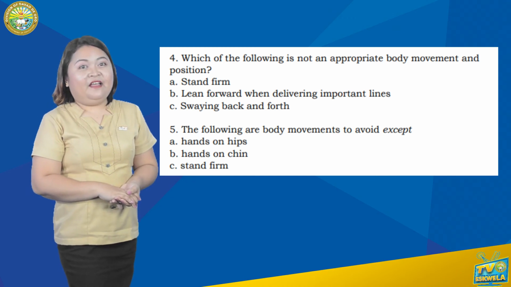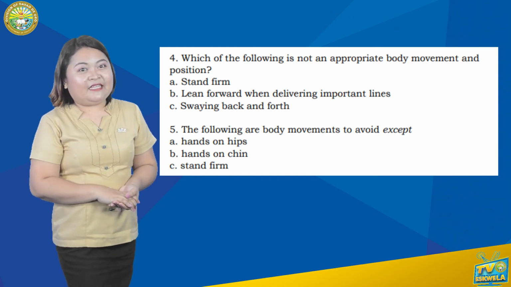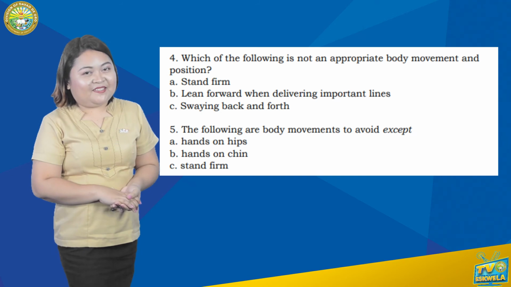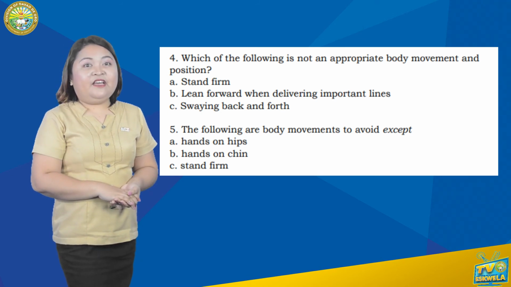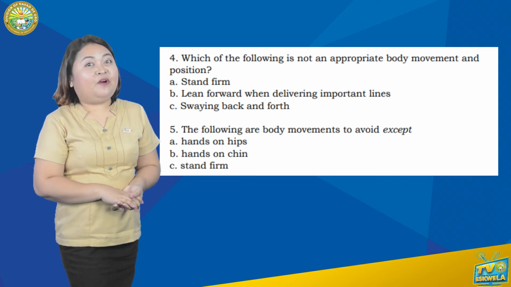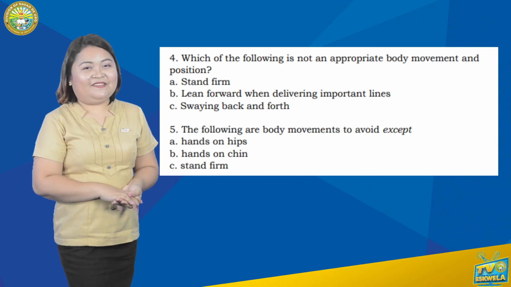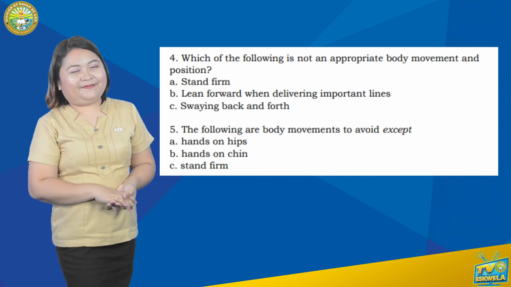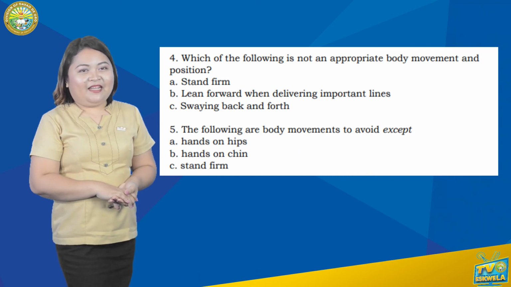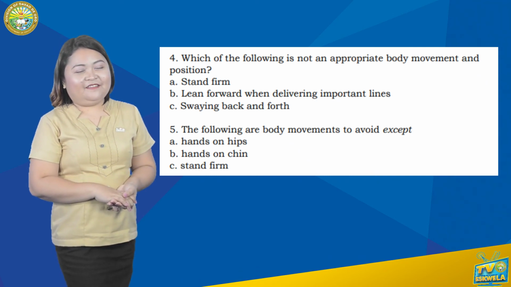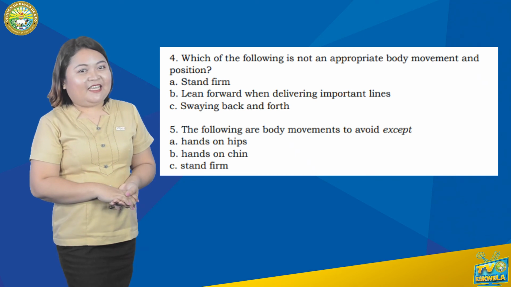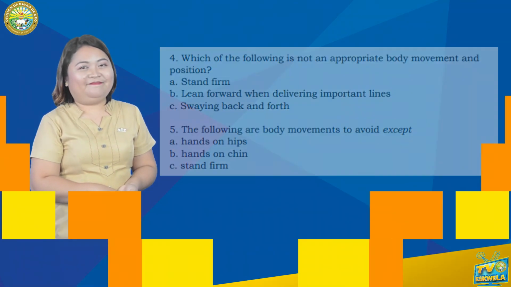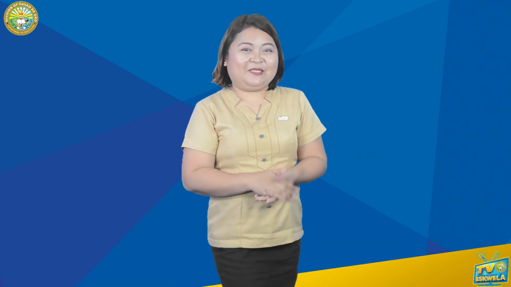Number 5. The following are body movements to avoid, except. Letter A. Hands on hips. Letter B. Hands on chin. Letter C. Stand firm. I hope you got all the correct answers in our assessment.